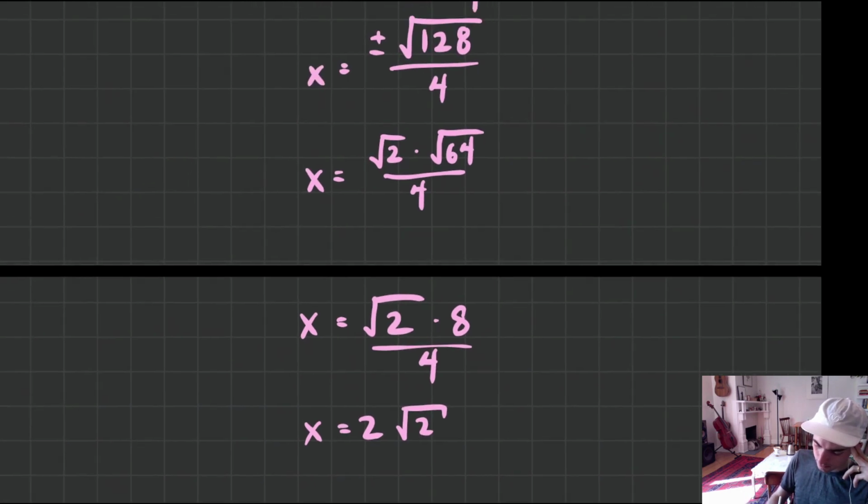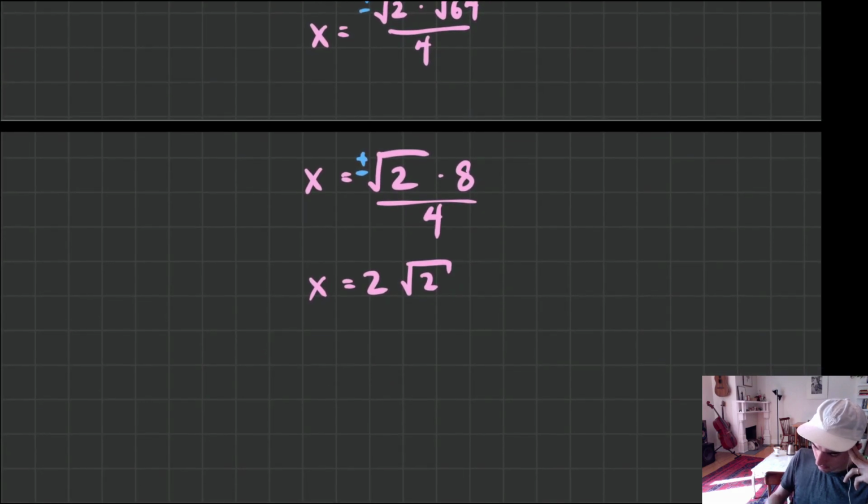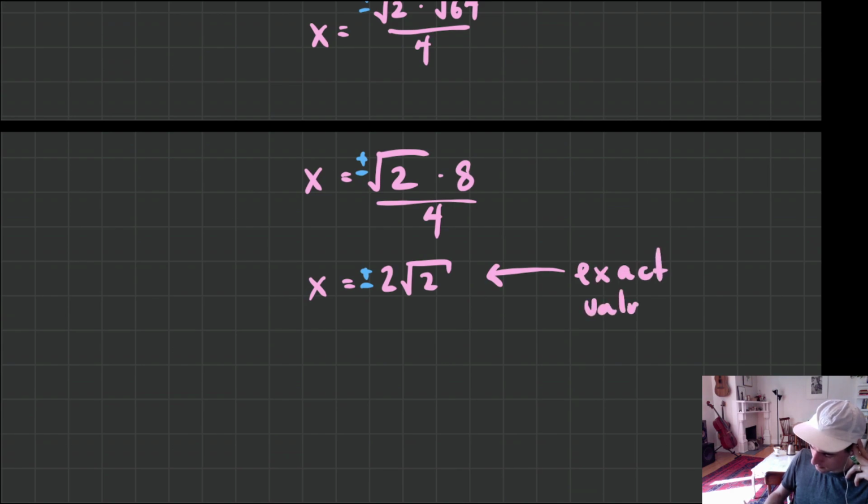Oh, and I forgot my plus minus symbols here too. Don't forget, this is plus or minus, and then this is plus or minus 2 times the square root of 2. Okay? And in the question, they're actually asking us to give the exact value. So this is the exact value.